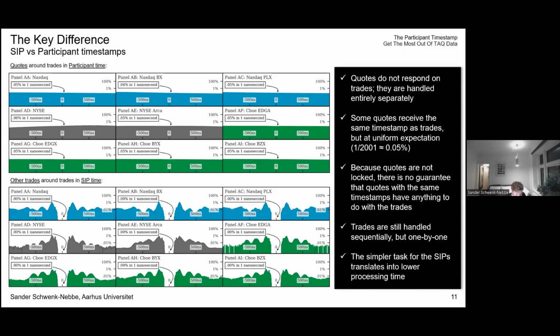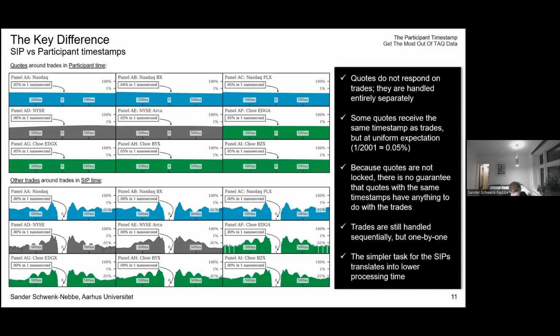So why do the SIP respond on trades in the same security? The reason is simply that they do have to process trades in serial. So these ones still have to be processed in sequence, but what you see is that they are handled one by one now. In other words, there's virtually no other trade that receives the same SIP timestamp as a trade in one security. And that is an issue because we know from before that there are indeed many trades that receive the same participant timestamp. So a lot of trades happen at the exact same time, but in SIP time, this is not visible.